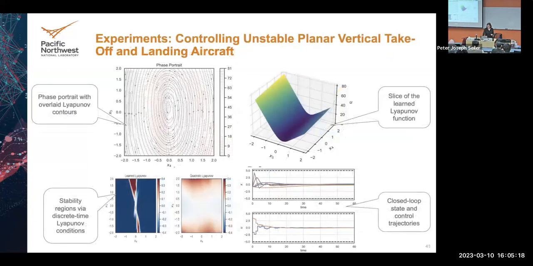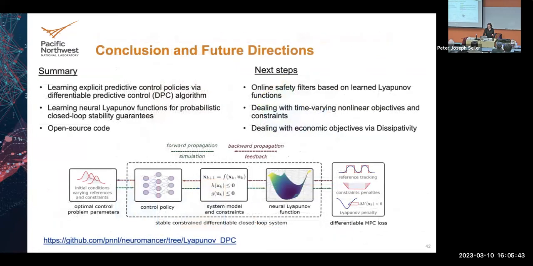So this is another example, again for a relatively simple system, a planar vertical takeoff and landing aircraft model. You see this in the literature. We apply the same approach and got similarly good results for control, but also the guarantee that the system will stay stable. So from this perspective, we can say something about the stability of the system, okay?